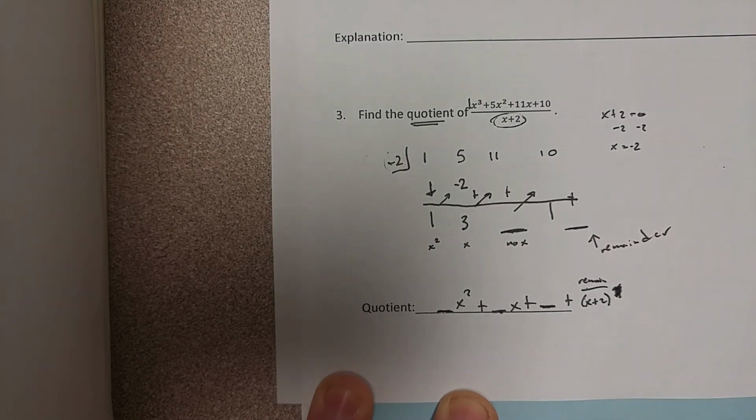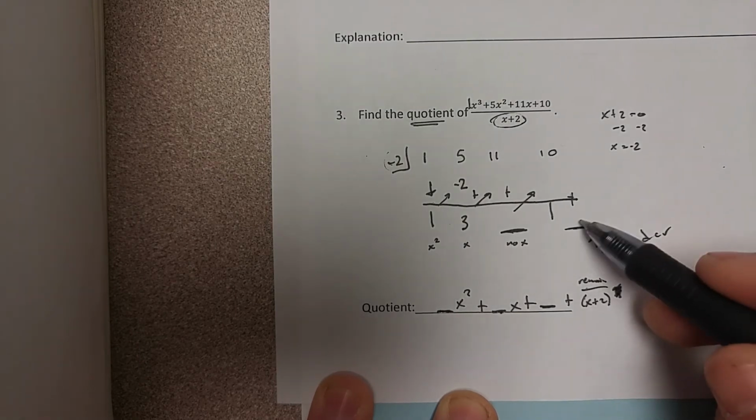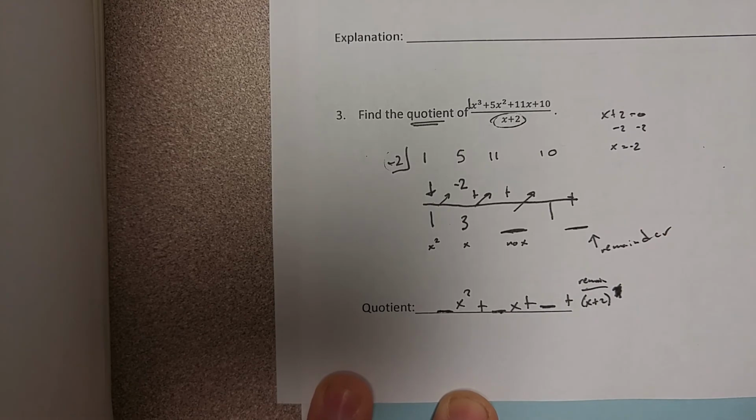We don't need to have that example. So whatever your remainder is right here, you're going to still put it over x plus 2 in the answer, the quotient.